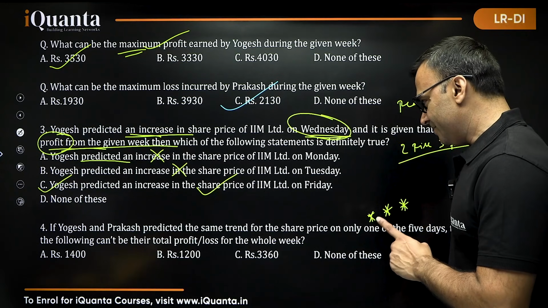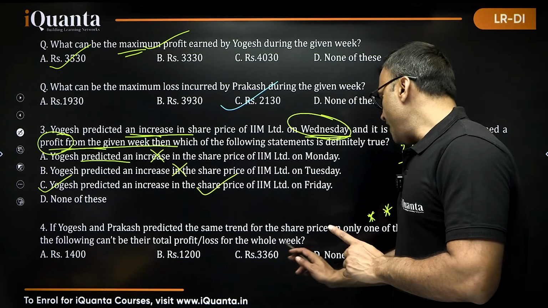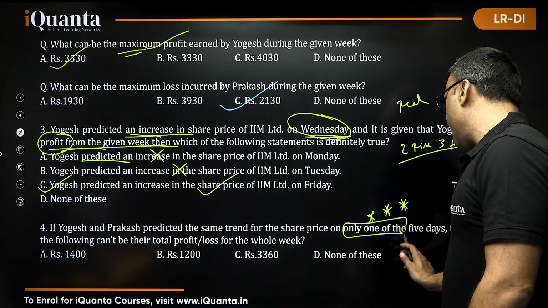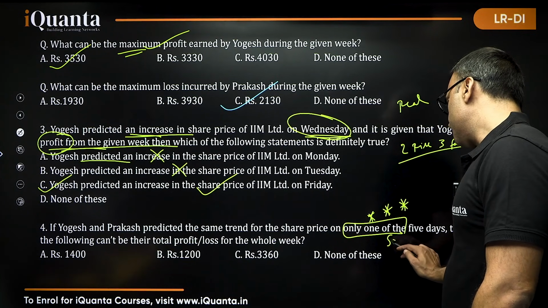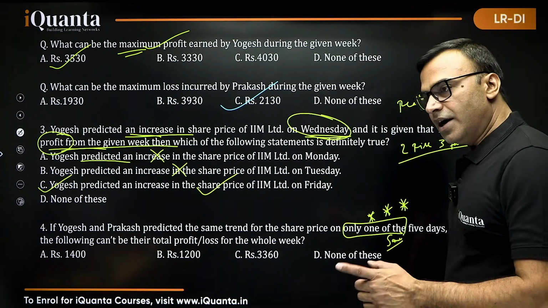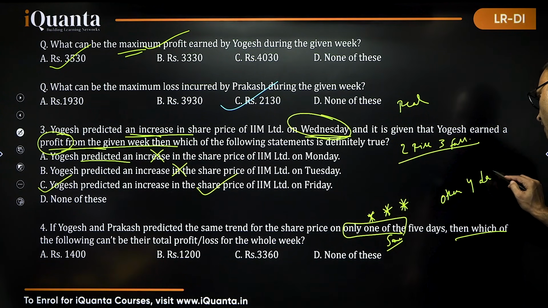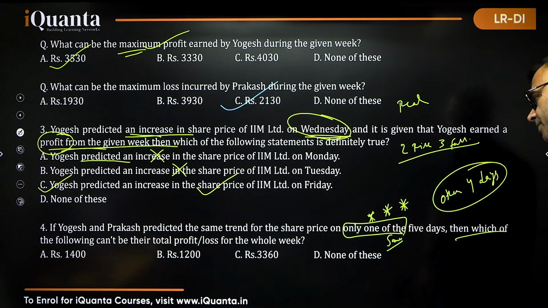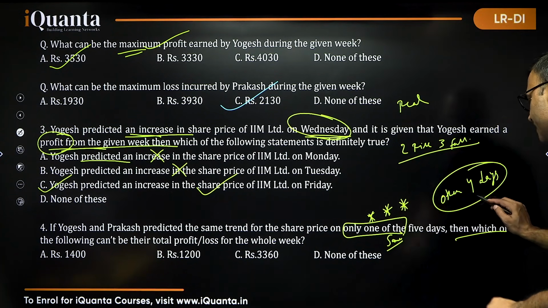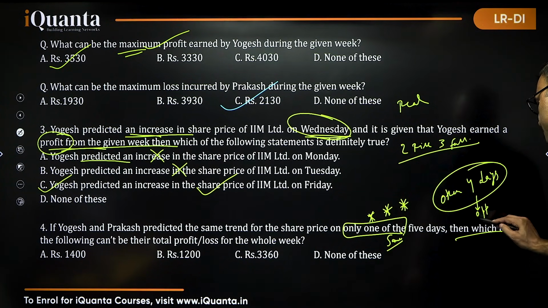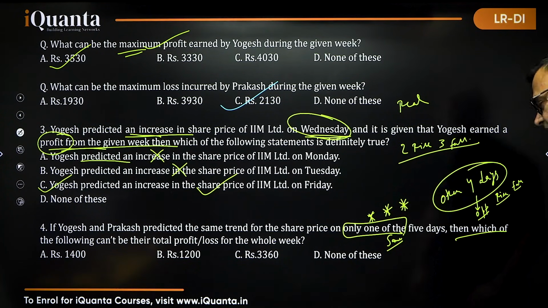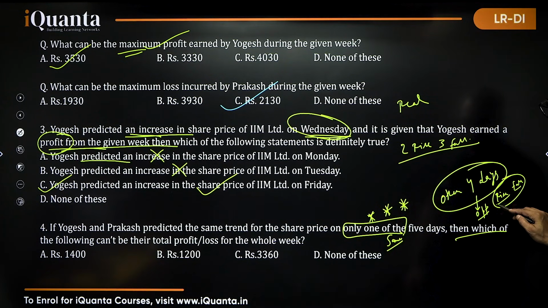Here it says that there is only one day they are the same. Okay, only one day they are the same. That means for the other 4 days, they are opposite. Opposite means one person should say rise and one person should say fall. Now only one of them will be correct. The other one will definitely be wrong. So the total profit or loss on each of these 4 days will be 0.